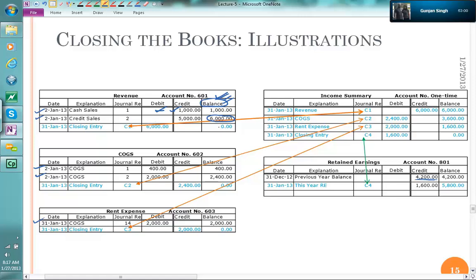Okay, if I am preparing a model for the revenue account in an Excel sheet, how will I model it?